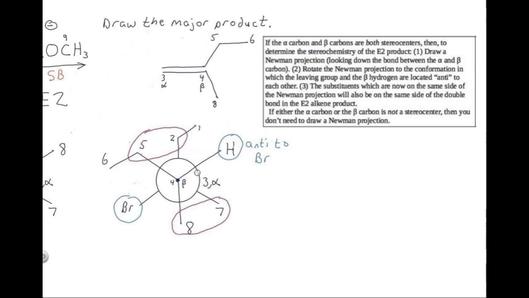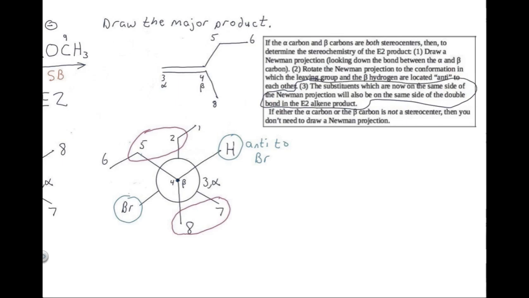Well, here's the point where it's crucial to use this conformation of the Newman projection. So we've completed this step. We've rotated our Newman projection so the leaving group and the beta hydrogen are anti. And now we can use this Newman projection in this step. The substituents which are now on the same side of the Newman projection will also be on the same side of the double bond in the alkene product. So this is the key for getting the correct stereochemistry.